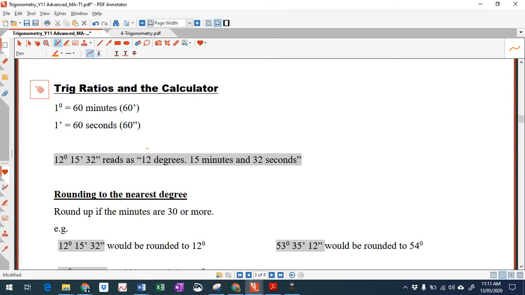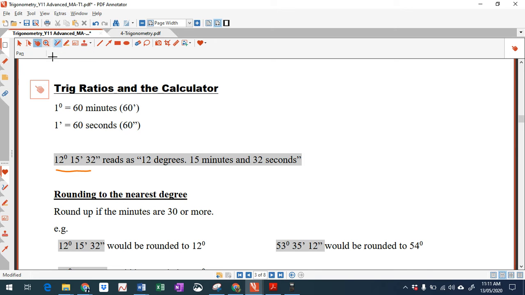How about trig ratios on the calculator? Well, last year you would have learned that 1 degree is 60 minutes. So you can divide 1 degree up into 60 smaller pieces, and 1 minute is 60 seconds. So you can divide 1 minute up into 60 smaller pieces called seconds. So, for example, this 12 degrees, 15 minutes and 32 seconds is how this reads here.